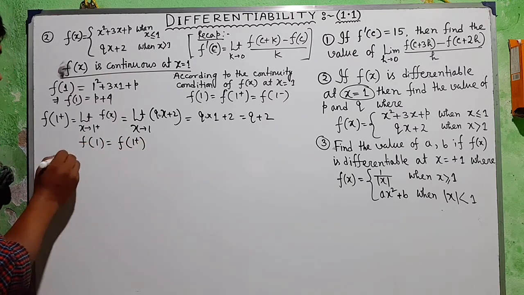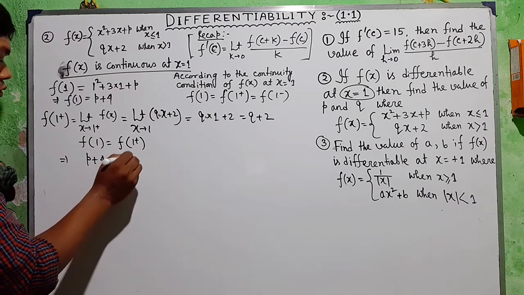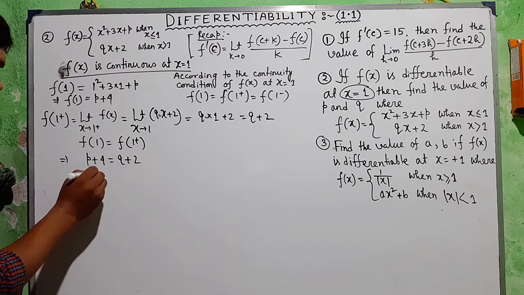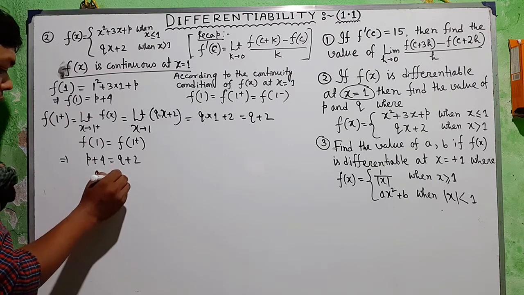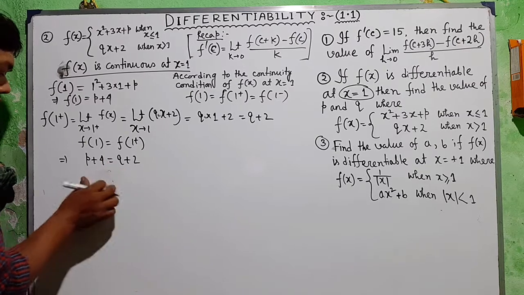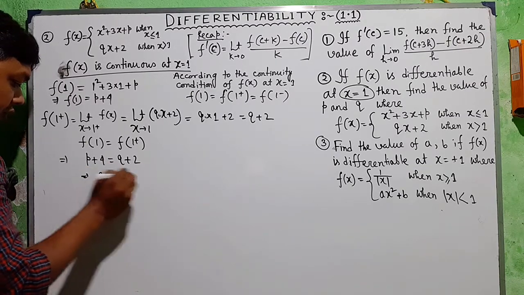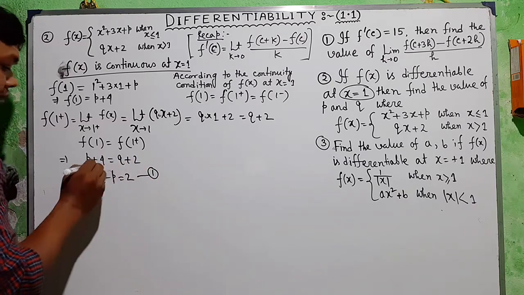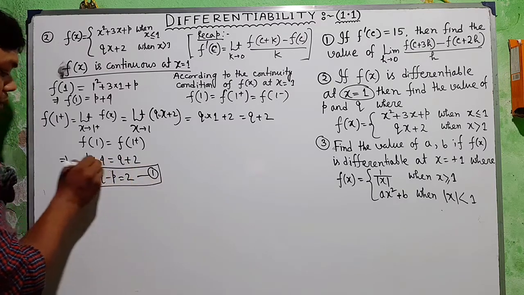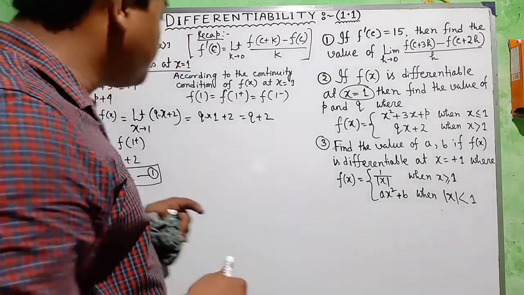So you will get p plus 4 equals q plus 2, and then q equals p plus 2, right? Or p minus q or q minus p equals 2. So you can write down also q minus p equals 2. This is equation number 1. Okay, so from the continuity condition you get one relation, q minus p equals 2.